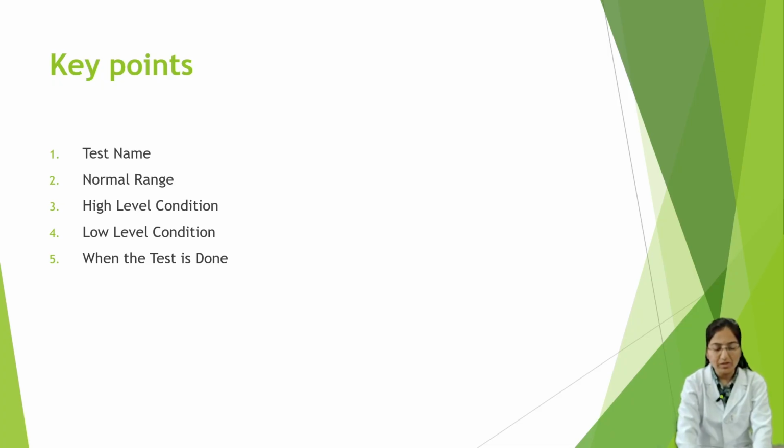We'll see first the basic tests. Here we are going to see all the tests: the test name, normal range, high level condition, low level condition, and then when the test is done. We are going to discuss these points in all types of blood tests. We'll see the basic tests.